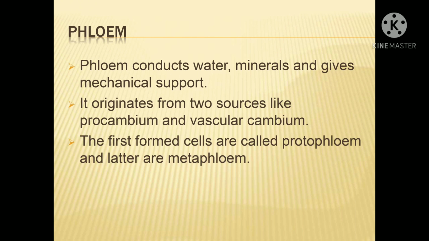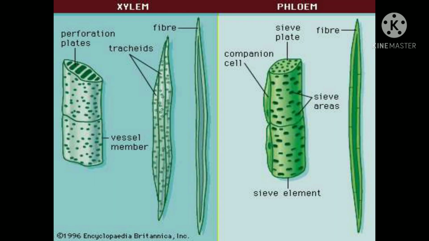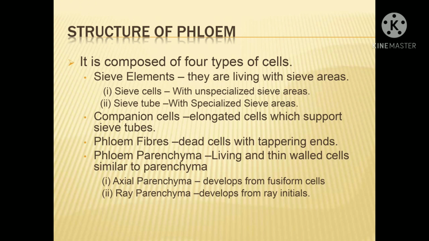Along with that, phloem also comes from two main sources, procambium and vascular cambium. There are two types based on the cells, protophloem and metaphloem. As you can see, phloem has main cell types: sieve plates, companion cells, sieve areas, sieve elements and fibers. Fiber is the dead cell in phloem, and the rest are living cells, whereas in xylem only xylem parenchyma is living and the rest of the cells are dead.